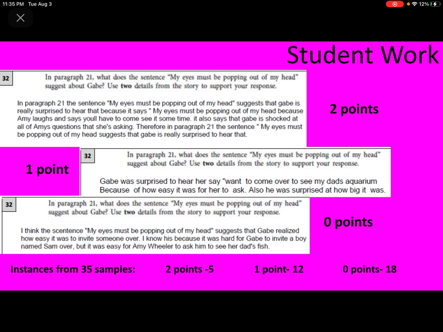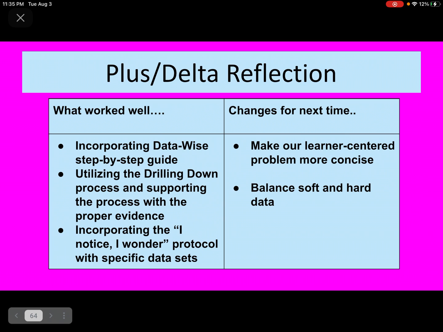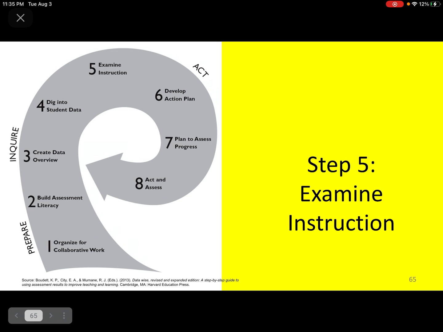When we looked further at student work samples taken from previous exams, we noticed that students were struggling with their short answer responses that required making inferences using text details. So our learner-centered problem was that students are having difficulty making inferences with fictional text when responding to constructed response items. Here is our reflection of that work, detailing what went well, and then changes that we'd like to implement for next time.